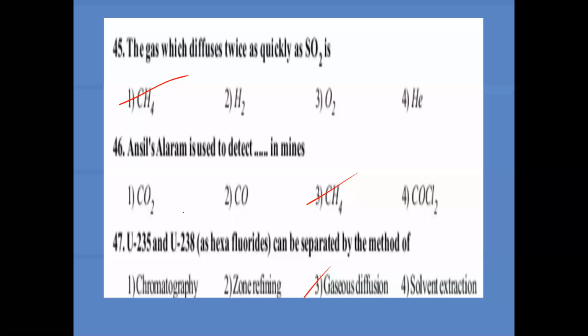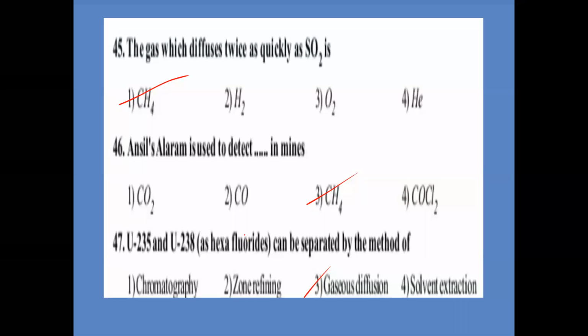Remember. Next, the 47th one. Uranium 235. 235 is the atomic weight of this isotope of uranium, and another isotope of uranium is 238. So uranium 235 and uranium 238 are two isotopes of uranium. Both have atomic number 92. We know 92 is the atomic number for uranium, and the mass numbers are different here. The species having atoms with the same atomic number but different mass numbers are called isotopes. So these two are uranium isotopes. They are taken as hexafluoride, that is UF6.